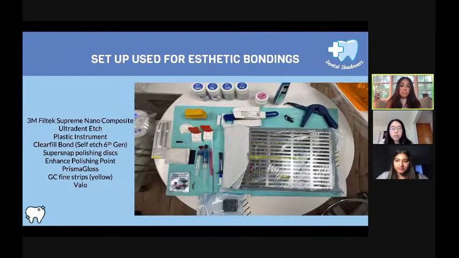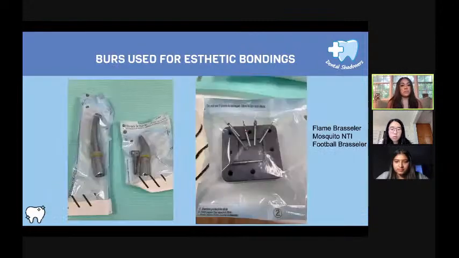My setup, everything that I use. I obviously don't use everything in the cassette when I'm doing the bondings. I only use a plastic instrument, but I use Filtek Supreme composite and the Clearfil bond. I absolutely love it. For anybody having sensitivity with their composites, I highly recommend that you switch over to this. I have very little post-operative sensitivity with any posterior composites. Super-Snap polishing disc, enhanced polishing point. I have everything listed so you guys can go back afterwards.